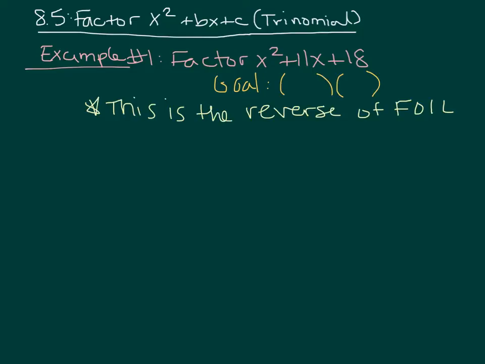So let's go ahead and try this problem. We have x squared plus 11x plus 18. Everything in this section has just a 1 in front of the x squared, which means that we don't write anything in front of it. So for now, the only thing that you're going to look at is this middle term with the 11 and the constant term, which is the 18.